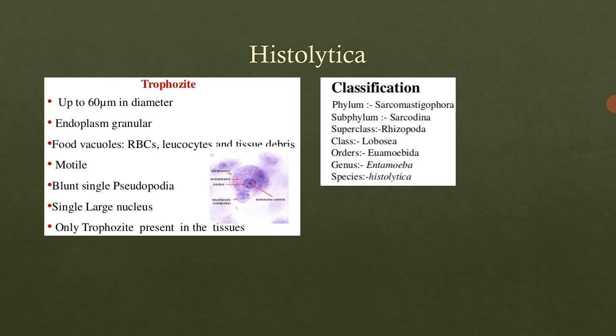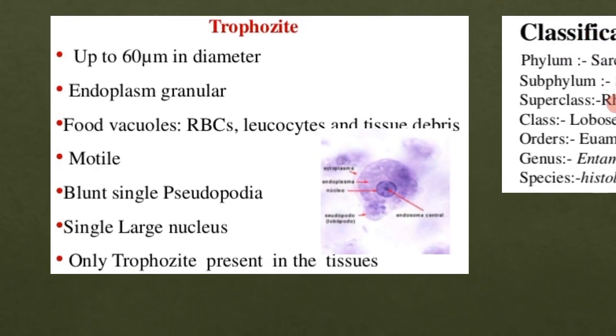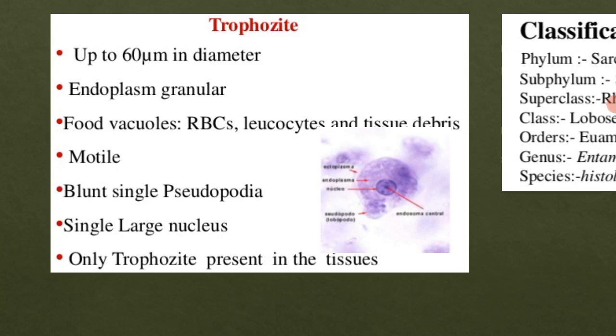Now this is the trophozoite. You can see it in that picture. It is up to 60 micrometer in diameter. Before that, this parasite exists in three morphological forms: first the trophozoite, then the precyst and the cyst. These are the three morphological forms present in this parasite. The first one is the trophozoite form.